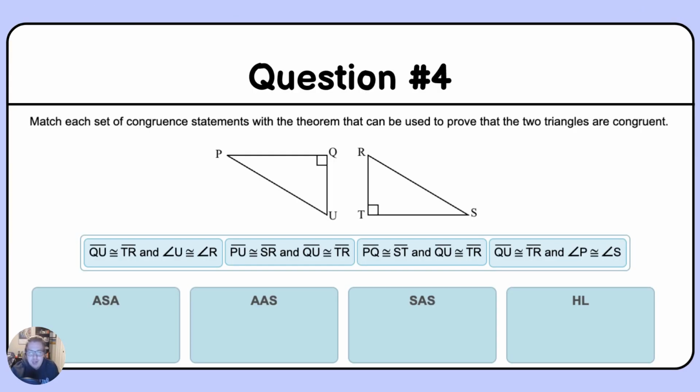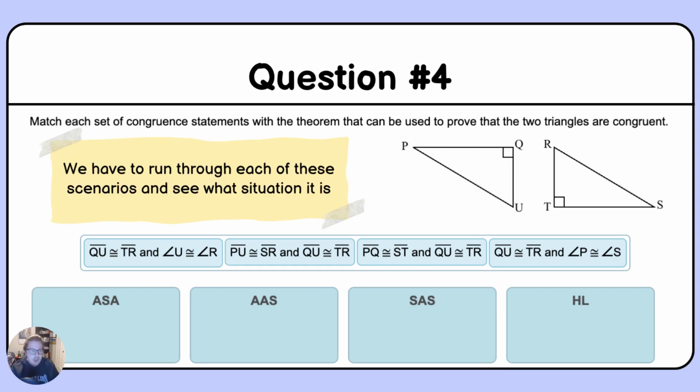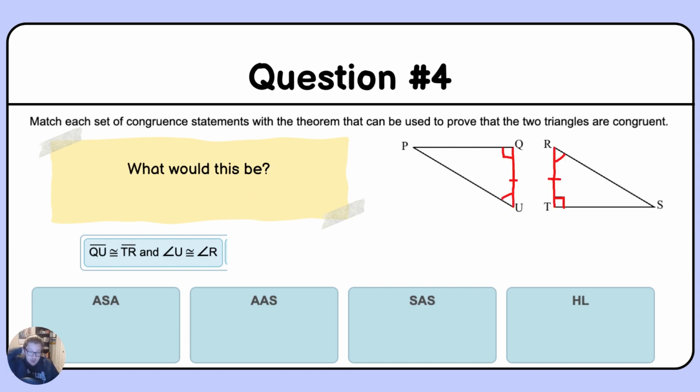Now we have two right triangles and we're trying to prove congruence. Each of these is going to fit into one of these categories, so we're going to run through each of these scenarios and see which one it fits under. In this case, it says side QU is equal to RT, and angle U is equal to angle R. I've highlighted the right angle and the equal sides. What you have to decide is which one this fits under. I've highlighted all the relevant angles and sides for you.